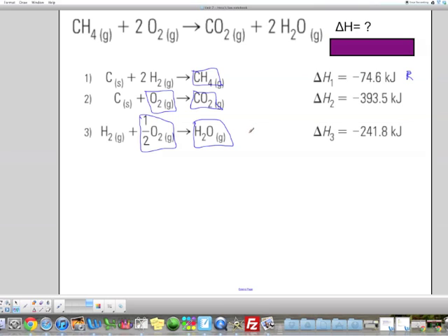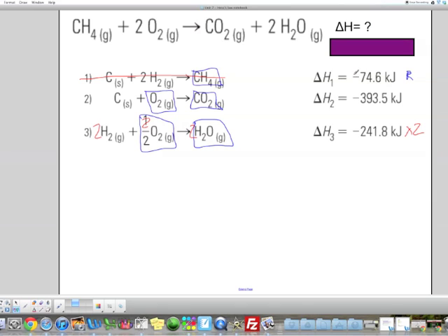Let's now look at the coefficients. I need 1 CH4. I have 1 CH4. I'm fine. I don't need to multiply this line. I need 1 CO2. I have 1 CO2. I don't need to multiply the line. I have 2 H2Os, but I only have one here. So that means I'm going to have to multiply this line by 2 in order to get the coefficient that I need for H2O. So I'm going to end up with 2H2, 2 over 2 O2, which is really 1 O2, and 2 H2Os. Okay, now let me also rewrite this since I need to reverse it.